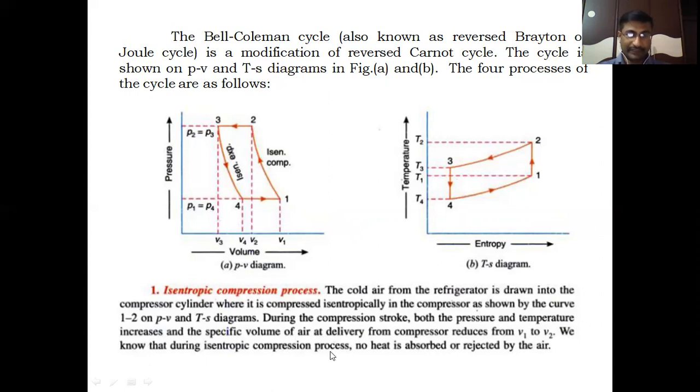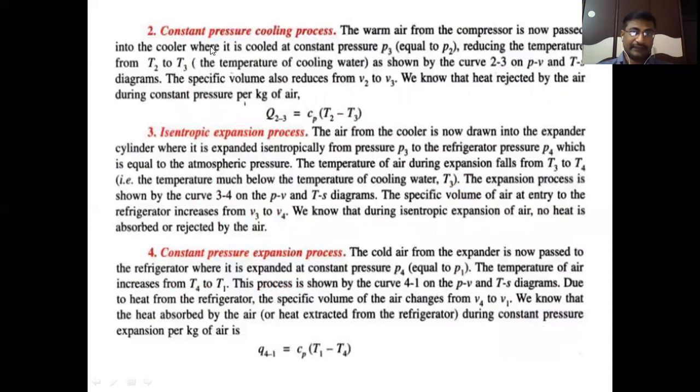We know that during the isentropic compression process, there is no heat transfer across the system or across the process. There is no heat absorbed or rejected by the air during this process. Clear, students? Heat transfer is zero for an isentropic process. Then the second one, constant pressure cooling process.